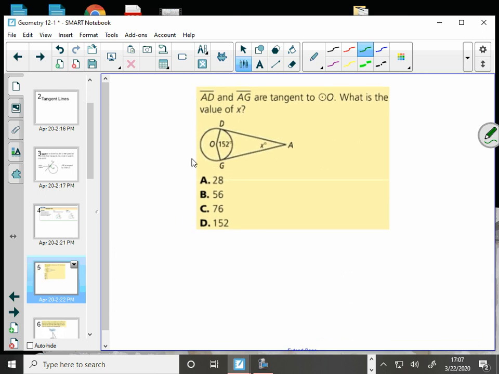For example, AD and AG are tangent to circle O. What is the value of X? So you'll notice that AD and AG are two sides of a quadrilateral, and since they are tangent to circle O, that means this is 90 degrees and this is 90 degrees. So when you add up 152 and the 90 plus 90, or the 180, you get 332. So these four angles, 1, 2, 3, 4, those four angles have to add up to 360. So how much do you have left? Angle X is 28.